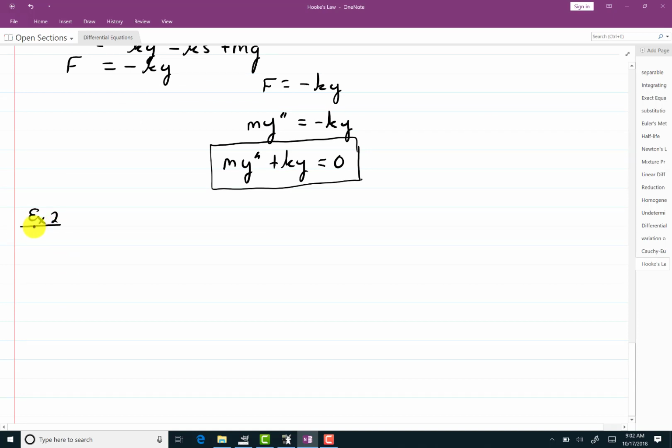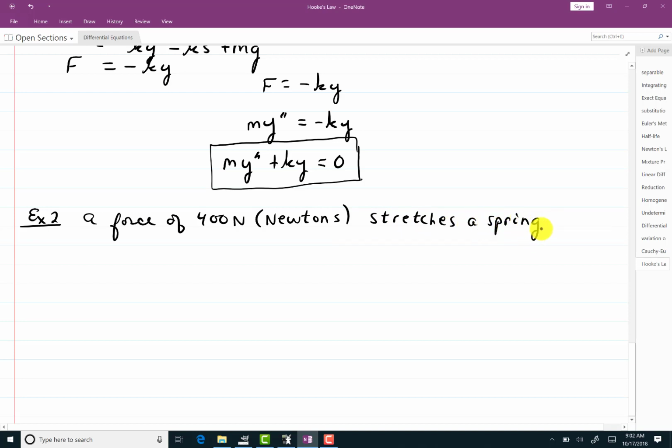All right, as an example, a force of 400 newtons. So when I say a force of 400 newtons, I'm talking about weight, stretches a spring 2 meters. So for this part, that will allow me to find the k. Now then the rest of the problem goes like this. After we figured out what the spring constant is, now we'll start using the spring.